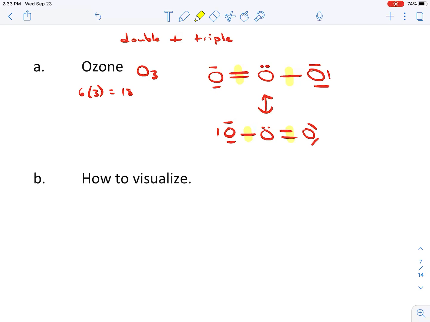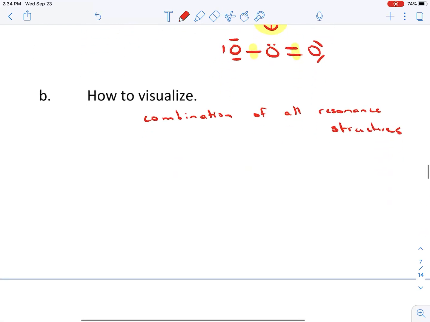So, a couple of things. When you're drawing resonance, you have to include this little double-sided arrow showing that there's more than one structure. And remember how to visualize it: we think of it as a combination of all the resonance structures. It's not just one, and it's not like you blink and you see one, and then the next time you blink, it's different, okay? It's like a combination. They're meshed together, all right?